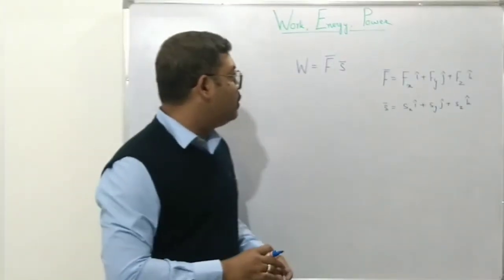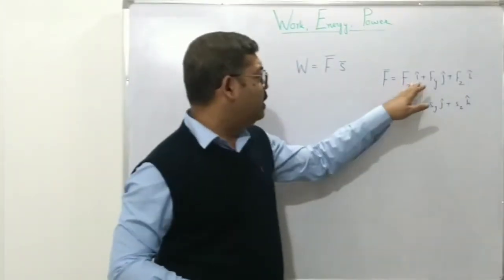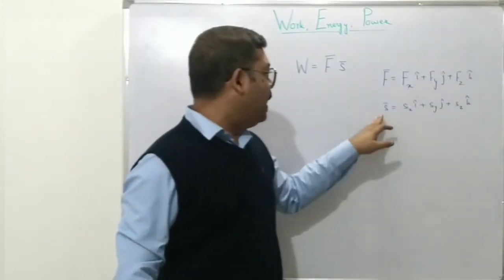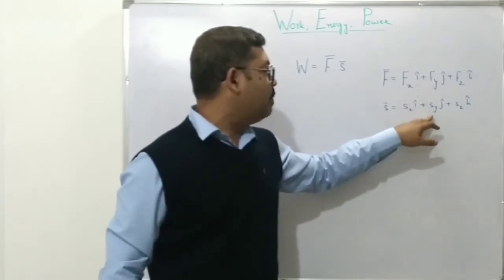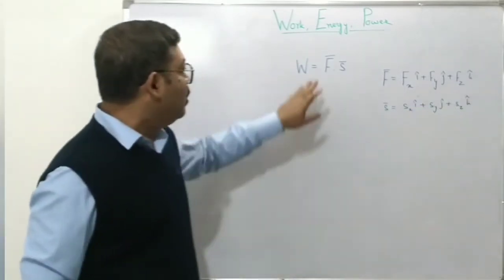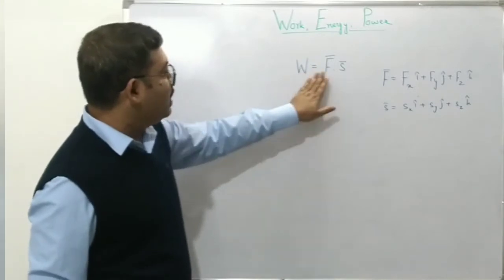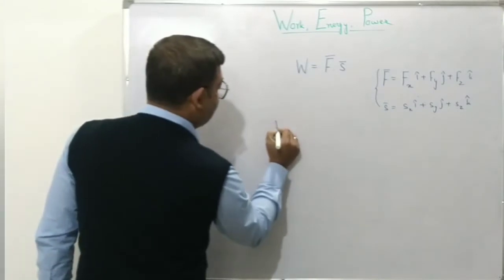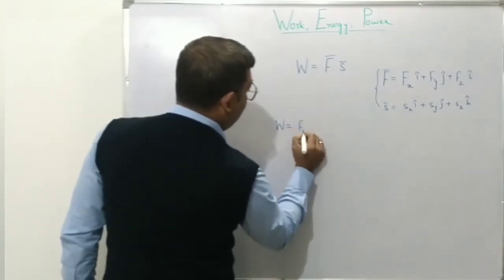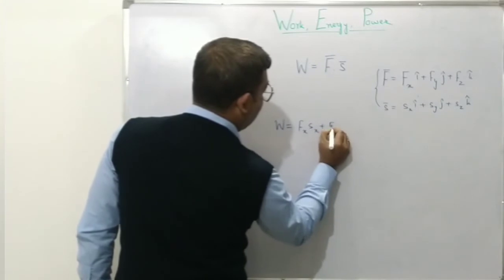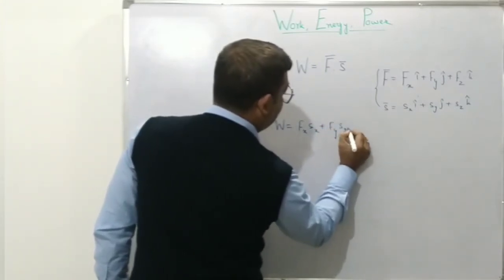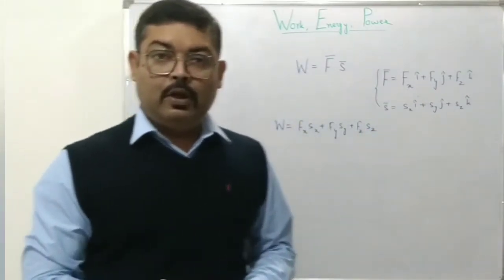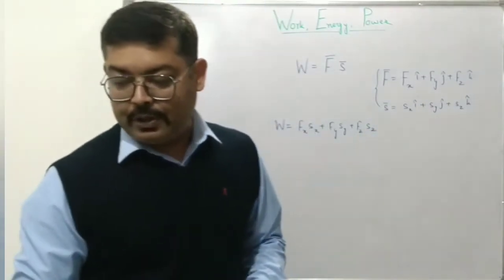Okay, now in terms of the rectangular components in 3 dimensions, force can be given by Fx i cap, Fy j cap and Fz k cap, and the displacement is similarly given by Sx i cap plus Sy j cap plus Sz k cap. So work done equals F dot S. From our knowledge of dot product, we can say that W can be given by Fx Sx plus Fy Sy plus Fz Sz in terms of the rectangular components in 3 dimensions.